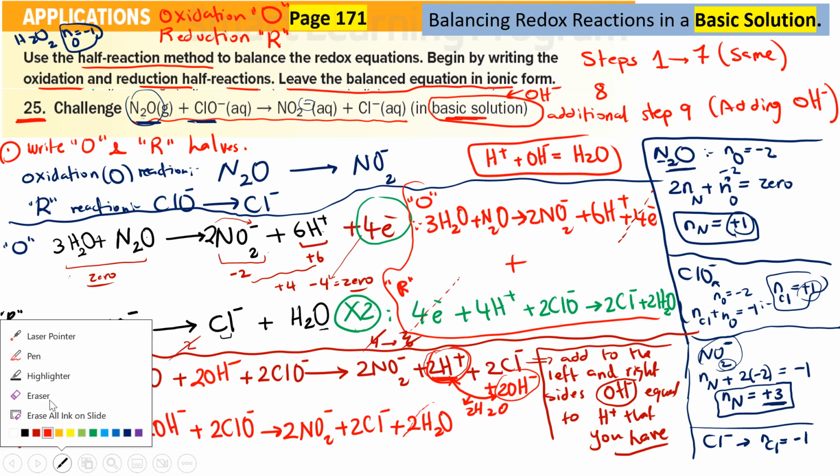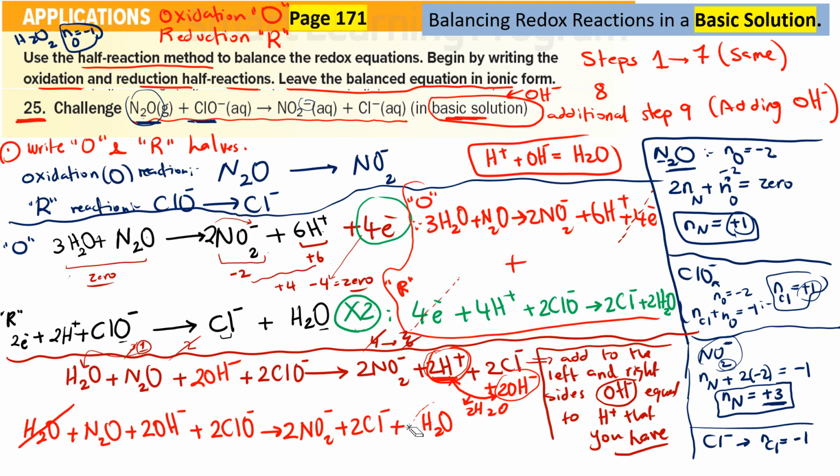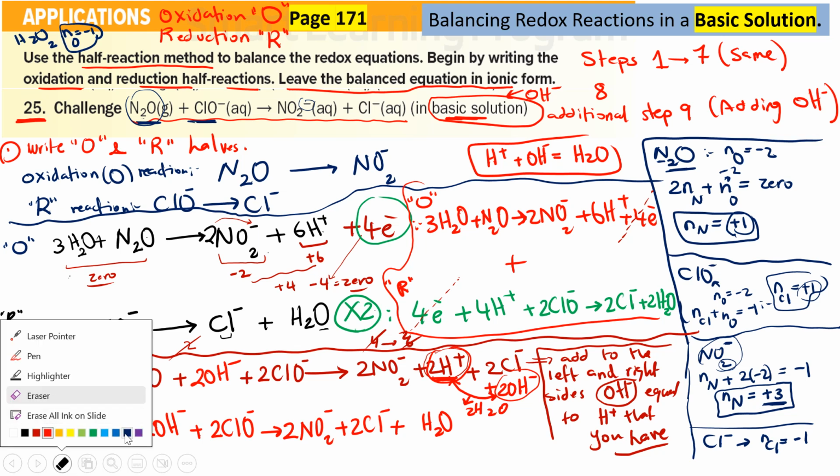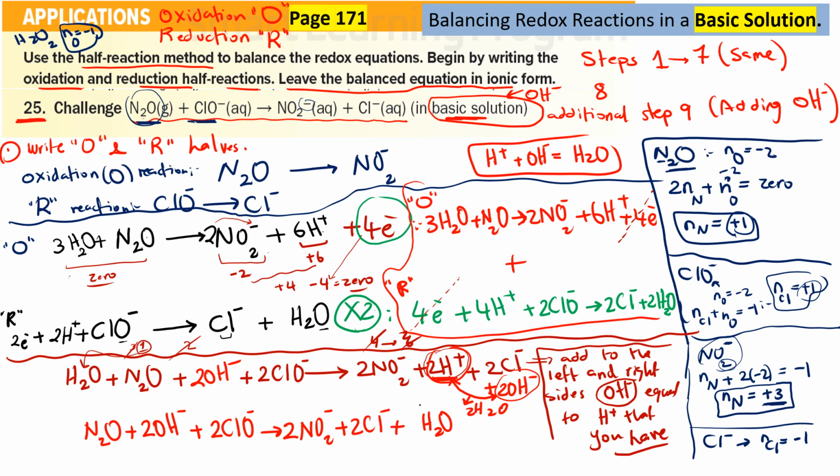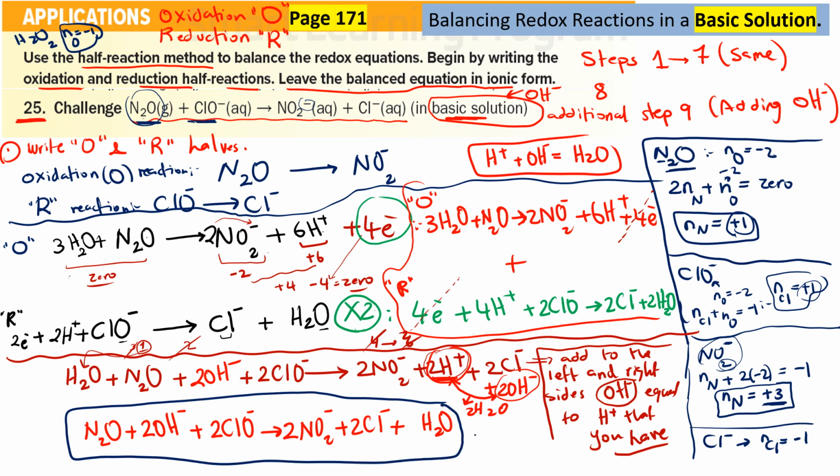So let me erase this and erase this one. This extra step that we did is what gives us the final answer for balancing in a basic solution. In a basic solution. Look, we have only OH- and water, we have no H+.